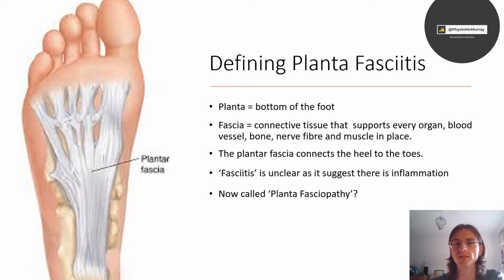So the term fasciitis is kind of unclear because the itis part of the word suggests that there is inflammation, whereas this isn't strictly true. There isn't any traditional inflammation where, if you roll your ankle, you get massive swelling. There's just a little bit of thickness of the tissue, but there isn't that kind of liquid inflammation that you see. So for this reason, it's now called plantar fasciopathy. That just means pain in the plantar fascia.